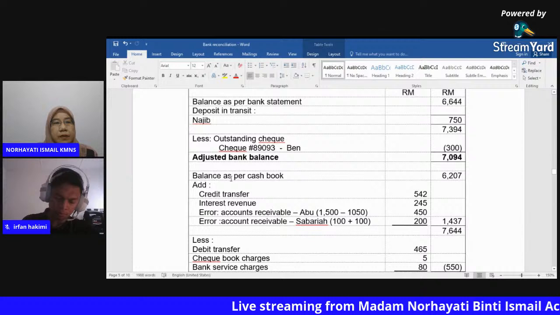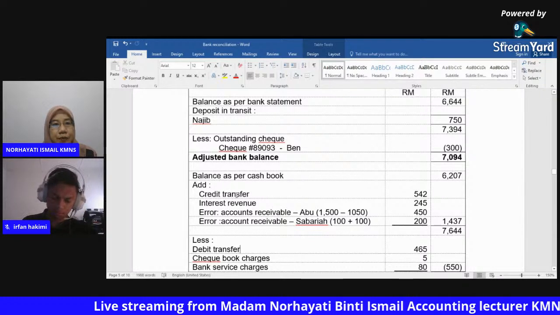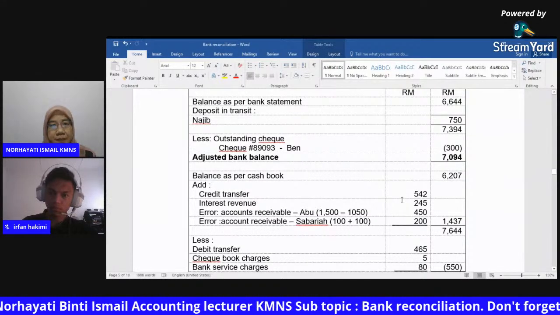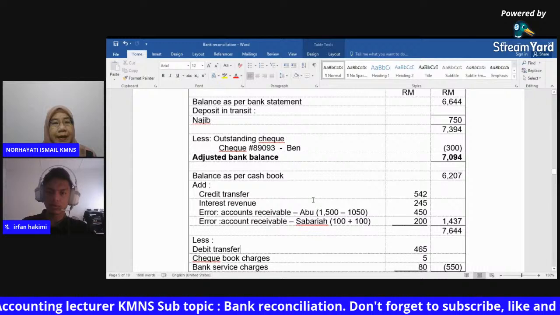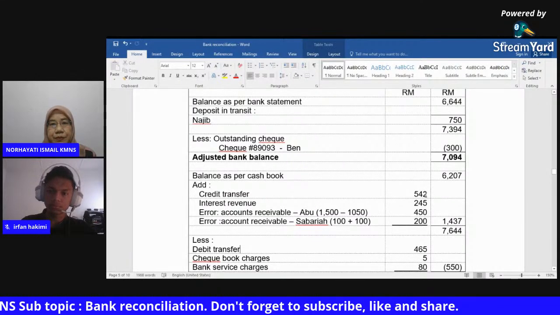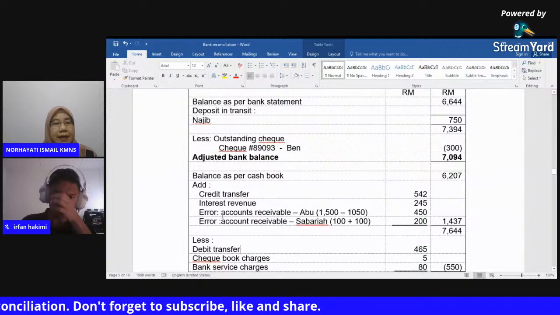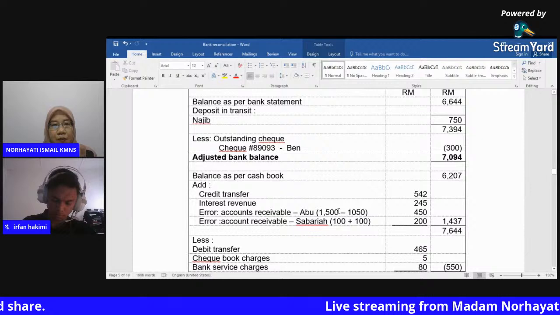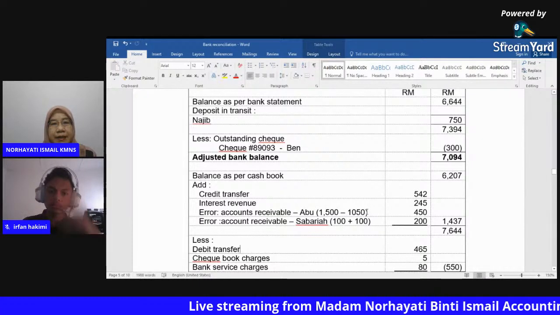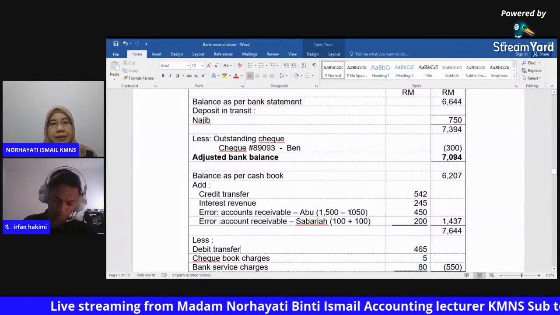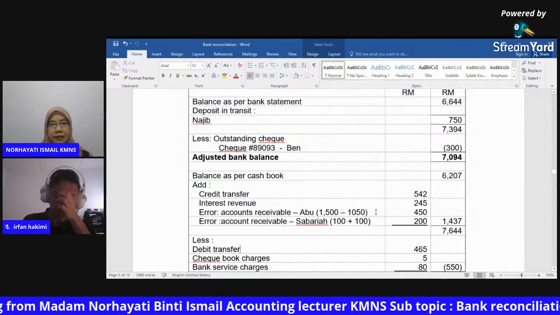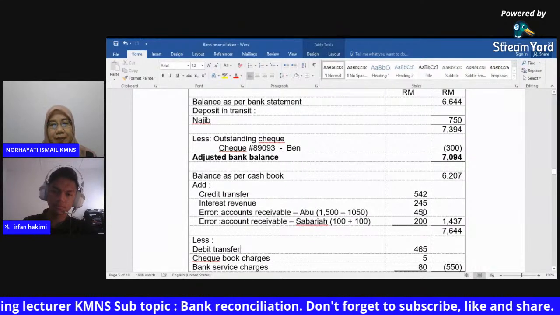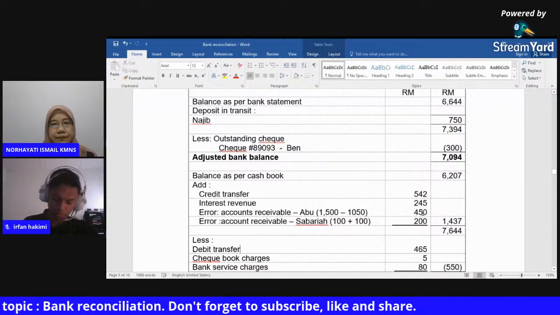After that, we have to add the amount, credit transfer, and interest revenue. It means we have recorded in the bank statement, but not yet in the cash book. So we have to add in the cash book 542, 245. And there is an error in the cash book just now. The amount should be recorded as 1,500, but we have made a mistake in the cash book. We just record 1,050. There is an error or understated. So the different amount we get is 450. So we have to add in the cash book 450.